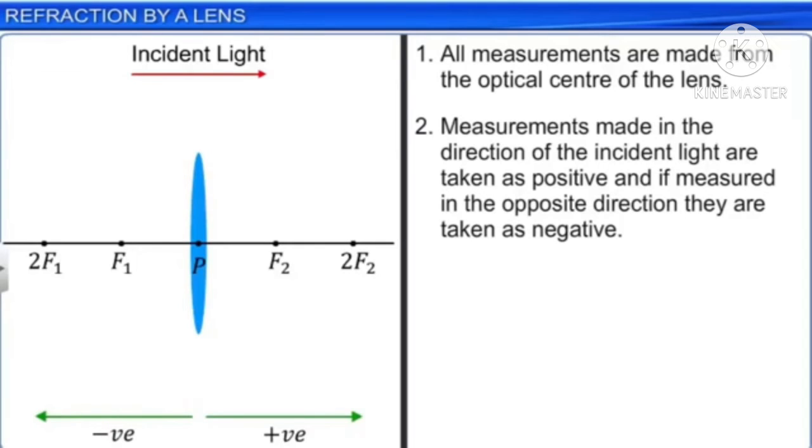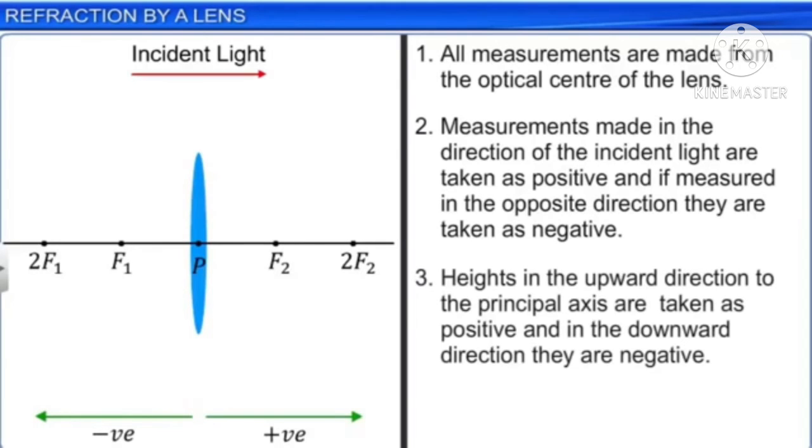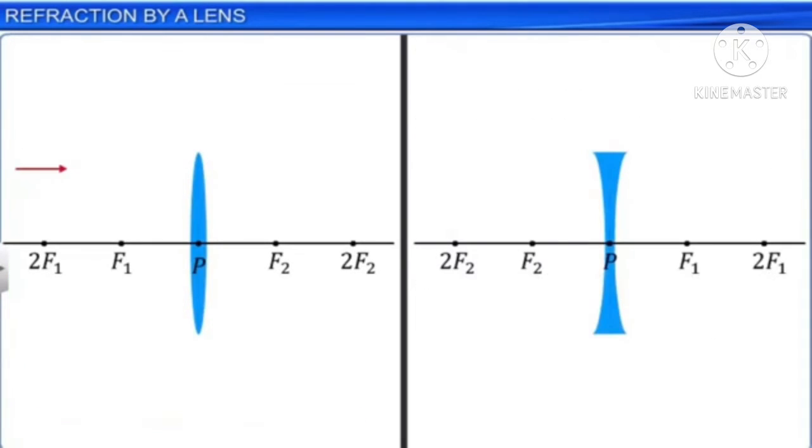Heights in the upward direction to the principal axis are taken as positive, and in the downward direction are taken as negative. Note that the focal length is positive for a double convex lens and negative for a double concave lens.